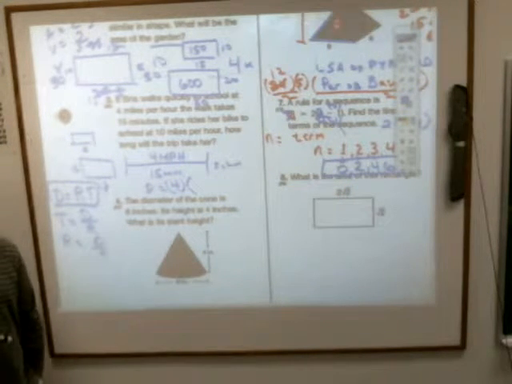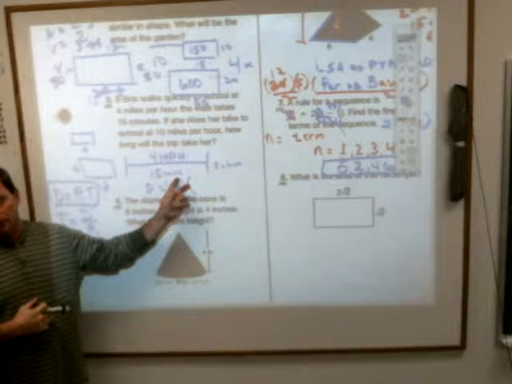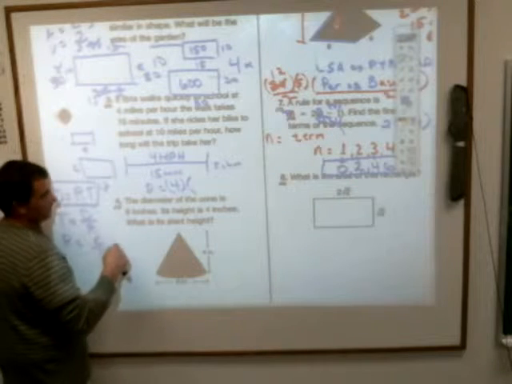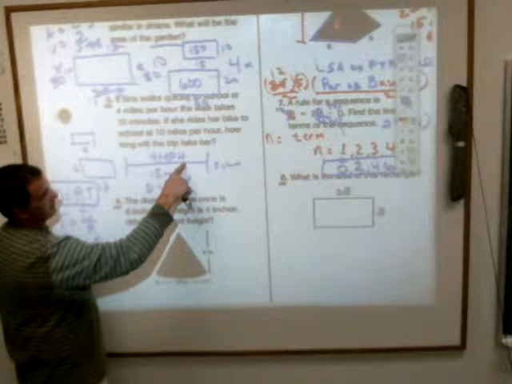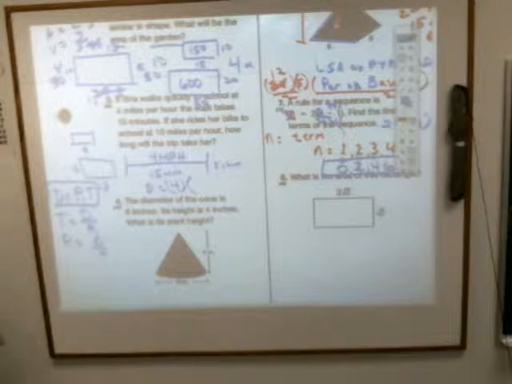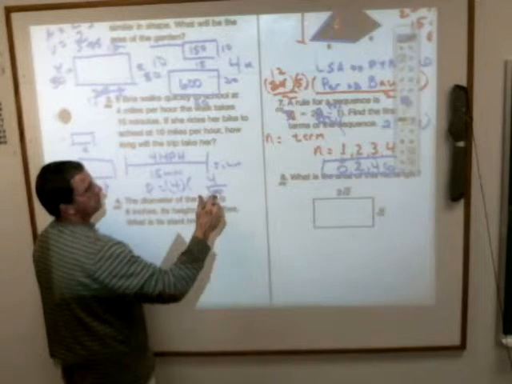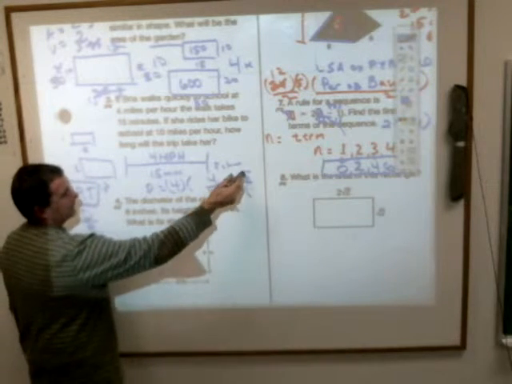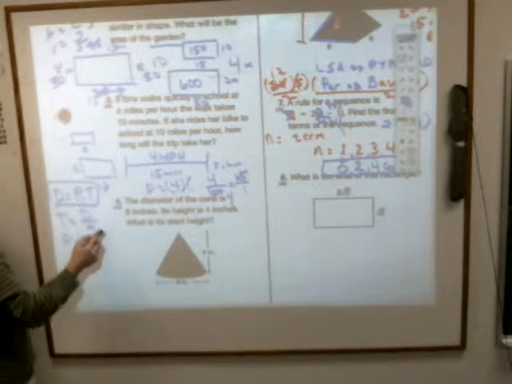Now here's where there's an issue, though. In here I'm talking about hours, here I'm talking about minutes. So you either have to change them both into minutes or both into hours, it's your call. If you're changing hours into minutes, you have 4 miles per 60 minutes, right? And you're multiplying that by 15 minutes, correct? So when you end up doing that, the 15 and the 60 cross cancel to give you 4, 4 and 4 is 1. You are going 1 mile.